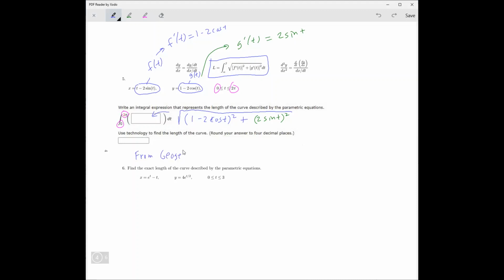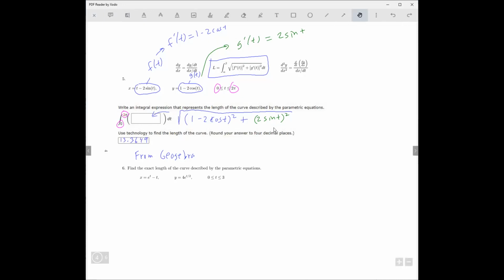So from GeoGebra, now we're supposed to round it off to 4 decimal places. So it's 3.3649. Okay, so it was actually 3.364889, but then we round this 8 up to 9 right there in the last slot. Okay, so that's number 5.